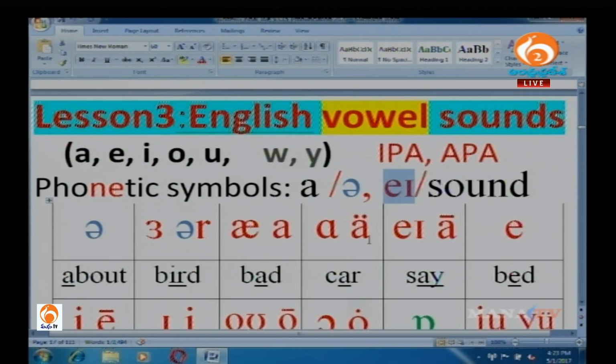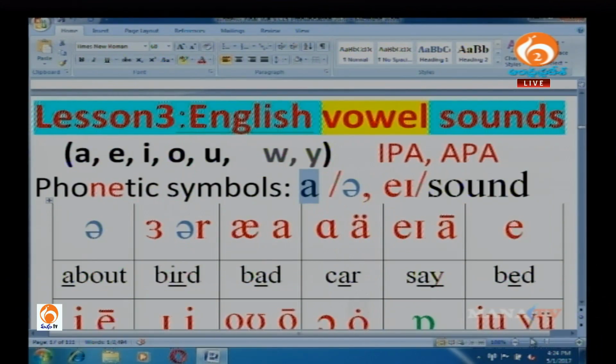Then there is another pronunciation. The second pronunciation is long A, like in "say," okay? So it tells you how to pronounce this word. So it can have two pronunciations, okay? This is the most common sound. You have to learn that.